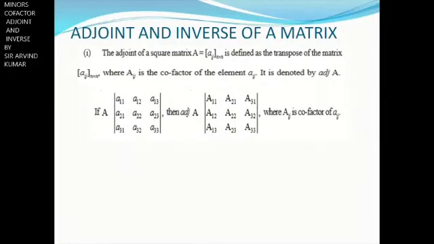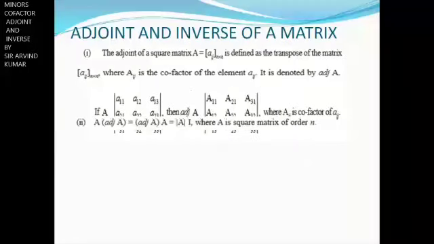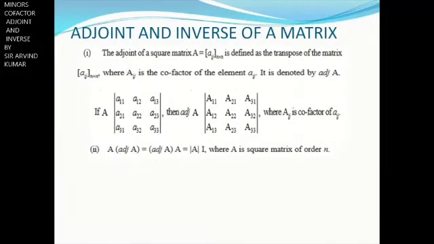Look at this example. A is the matrix given to you, then adjoint A will be the transpose of the matrix which we obtain from the cofactors of each and every element of A, where Aij is the cofactor of aij. Now we have a theorem that A into adj A is equal to adj A into A is equal to determinant of A into identity, where A is a square matrix of order n. You can simply check it by multiplying A with adj A, then you will get the result easily.